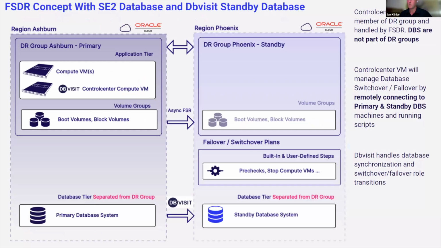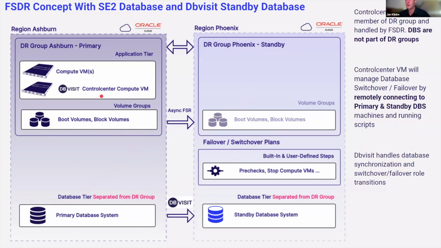The second part is more tricky because, as I explained in the beginning, when you're creating your DR groups, you will not be able to add the Standard Edition database servers. They won't be visible. So we needed to find a workaround. And the workaround is that you will have your database tier completely separated outside the DR groups. Here you can see the primary DR group and the standby DR group, and the database tier is separated from them. But the key is that one part of the DR group is the Dbvisit Control Center virtual machine.